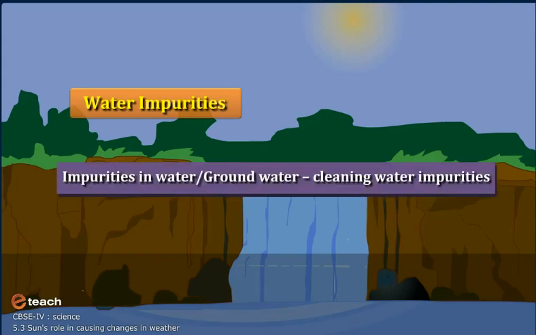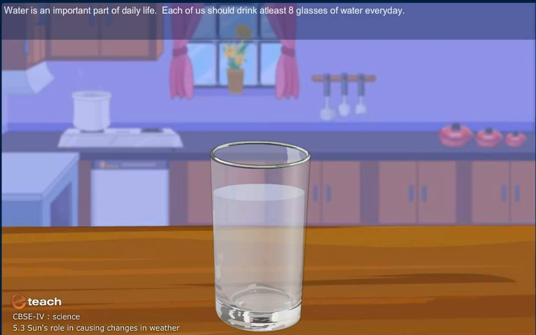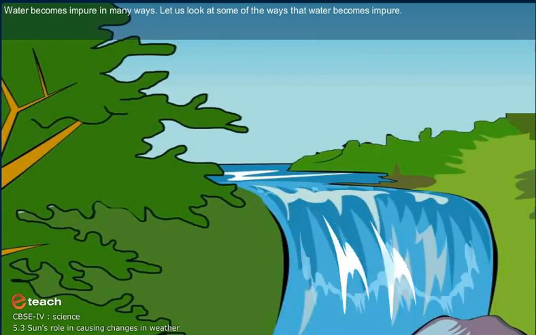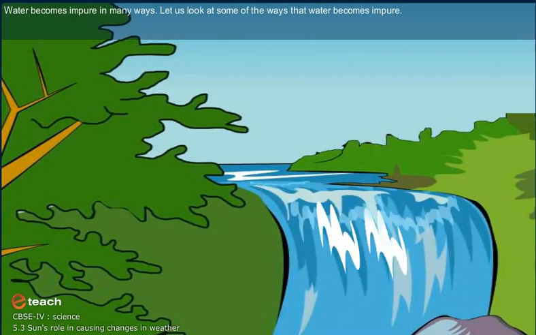Impurities in water, groundwater. Cleaning water impurities. Water is an important part of daily life. Each of us should drink at least 8 glasses of water every day. Water becomes impure in many ways. Let us look at some of the ways that water becomes impure.